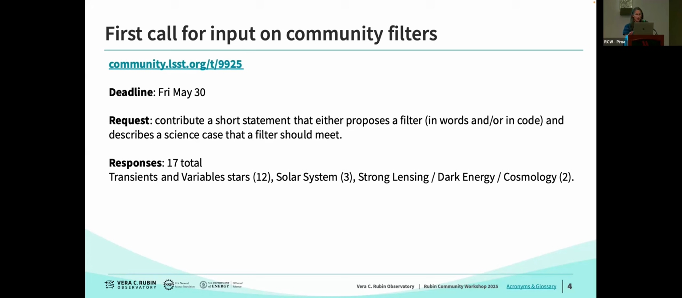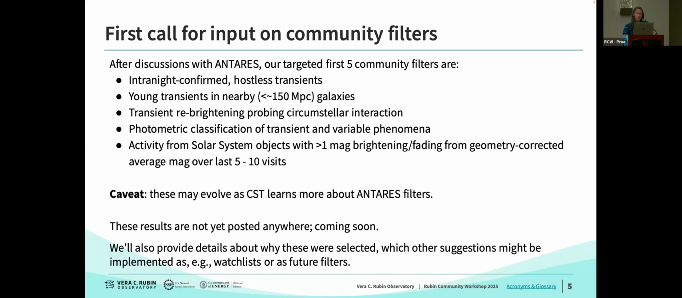In total, we got 17 responses: 12 related to transients and variables, 3 for solar system, and 2 related to strong lensing, dark energy, and cosmology. So good variety, good number to work with. After discussions with Antares about what we wanted to do and what is possible with Antares, we have a rough list of our targeted first 5 community filters.